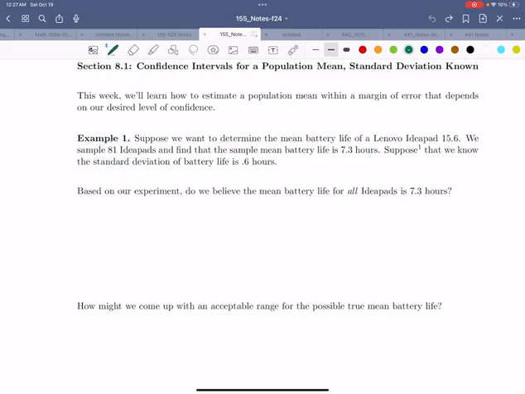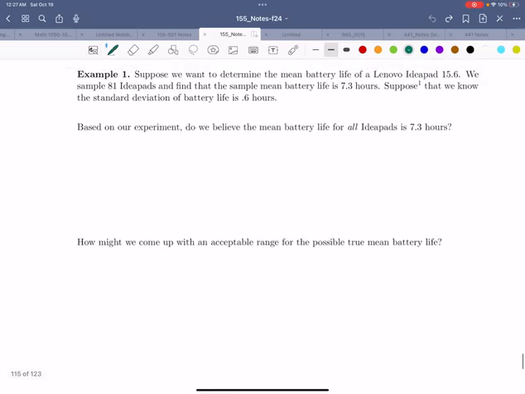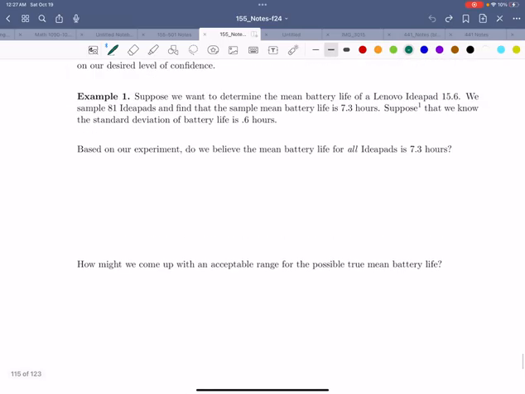And suppose that we somehow know that the standard deviation of IdeaPad batteries in general, their battery life, is 0.6 hours. So just to review, we know the population standard deviation is 0.6 hours, but we're not sure what the mean battery life is. So we sample 81 of them, and we get a battery life of 7.3 hours. So then the question is, do we believe the mean battery life for all IdeaPads is 7.3 hours? And you know, maybe, roughly.